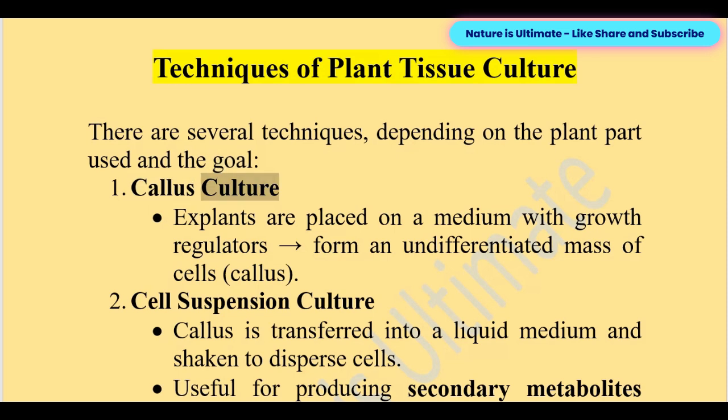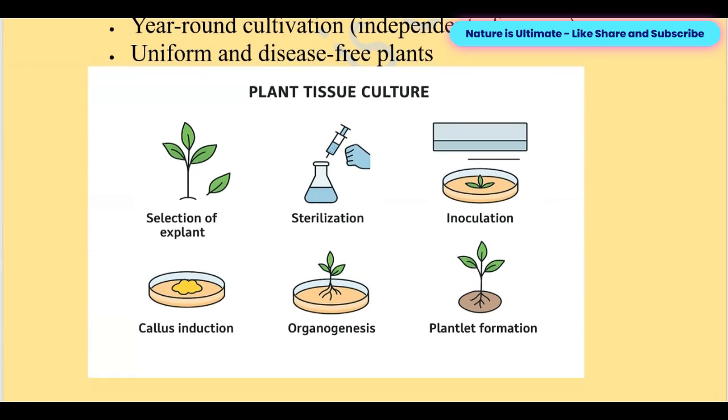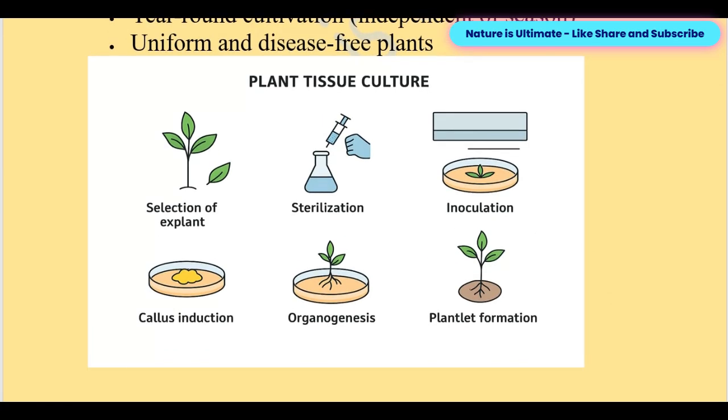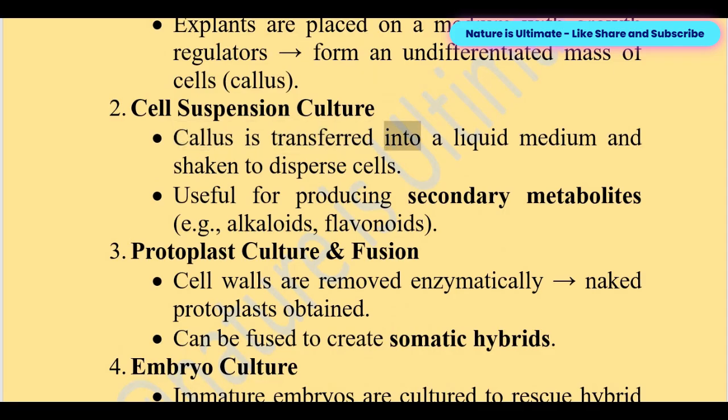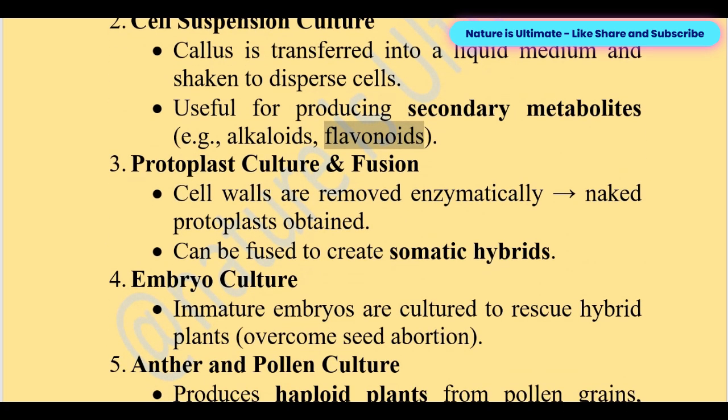Callus culture. Explants are placed on a medium with growth regulators, forming an undifferentiated mass of cells, callus. Cell suspension culture. Callus is transferred into a liquid medium and shaken to disperse cells. Useful for producing secondary metabolites, example alkaloids, flavonoids.